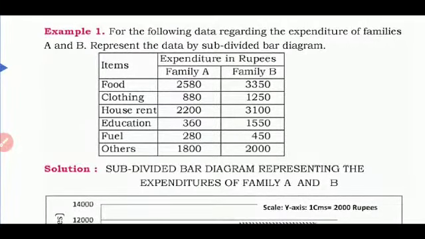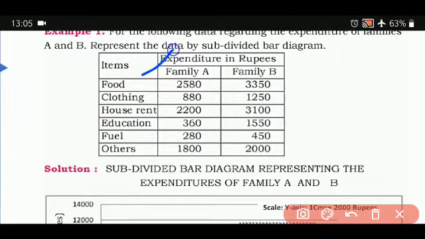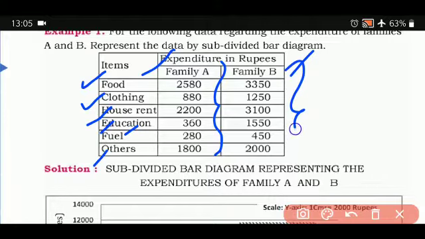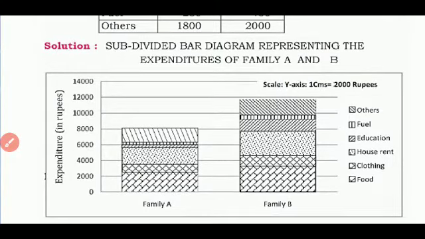See, what is the example or what is the information? For the following data regarding the expenditure of families A and B, represent the data by a subdivided bar diagram. There are two families, family A and family B. They have given the expenditures, meaning how much money is spent on food, clothing, house rent, education, fuel and others. For family A, you are going to make a separate component or subdivided bar diagram, and for family B also you are going to make a separate one. Now for this, in this textbook they have directly given how they have made the sections.